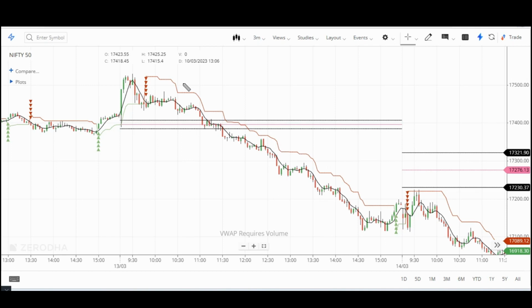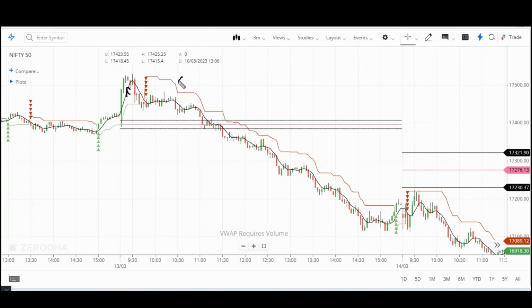So, guys, I'm discussing the five moving average strategy with you. Very simple and very effective strategy. I have used it for many years. What you have to do is select moving average from the indicator and then choose five moving average in that. The black color line you see here is the five moving average.